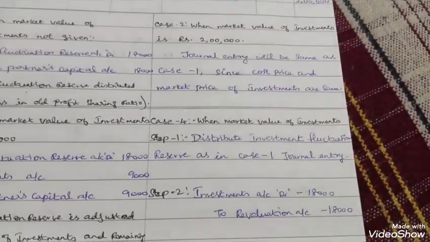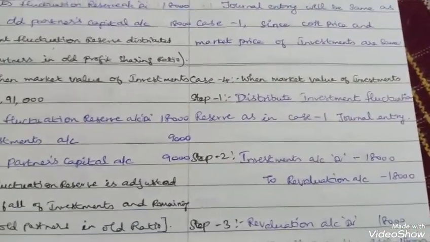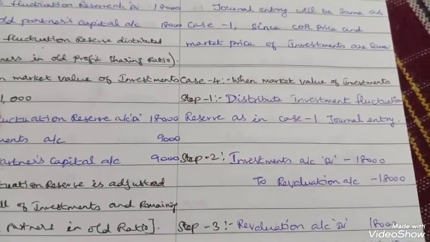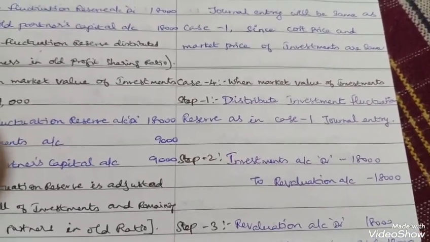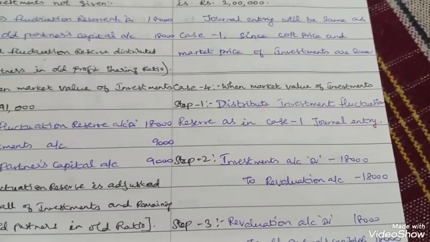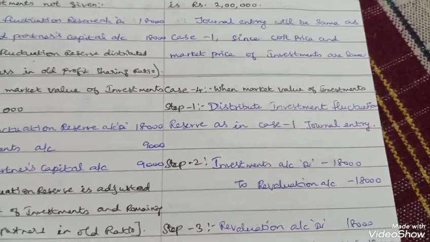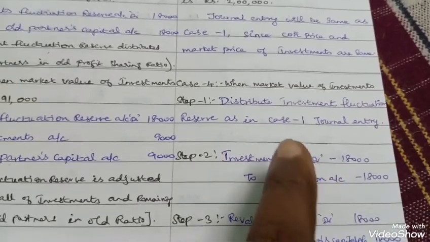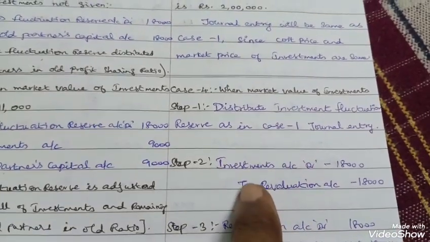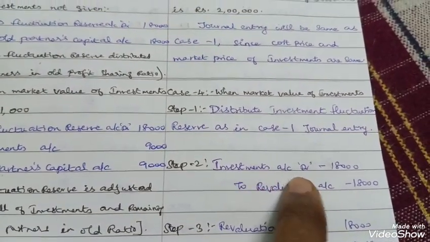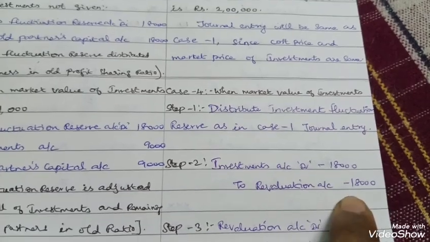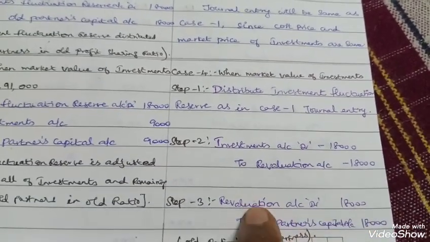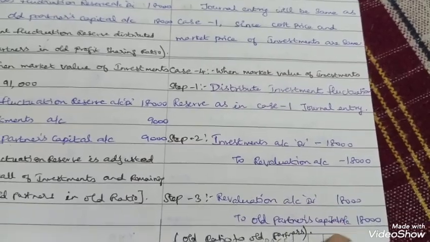Then case 4. When the market value of investments is more than the cost price, distribute investment fluctuation reserve as in case 1 journal entry. Investments account debit 18,000 to revaluation account 18,000. Revaluation account debit to old partners capital account.